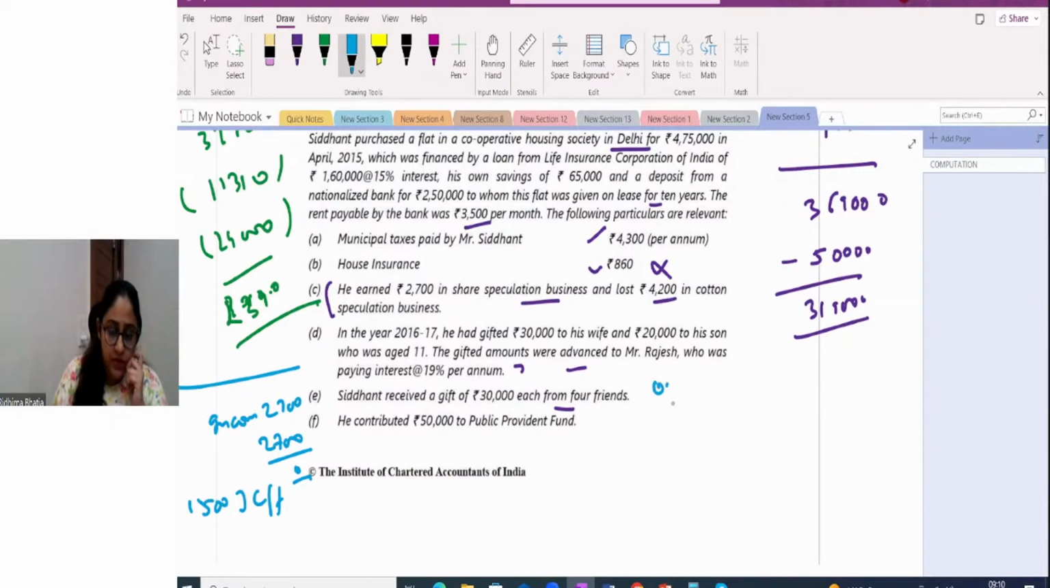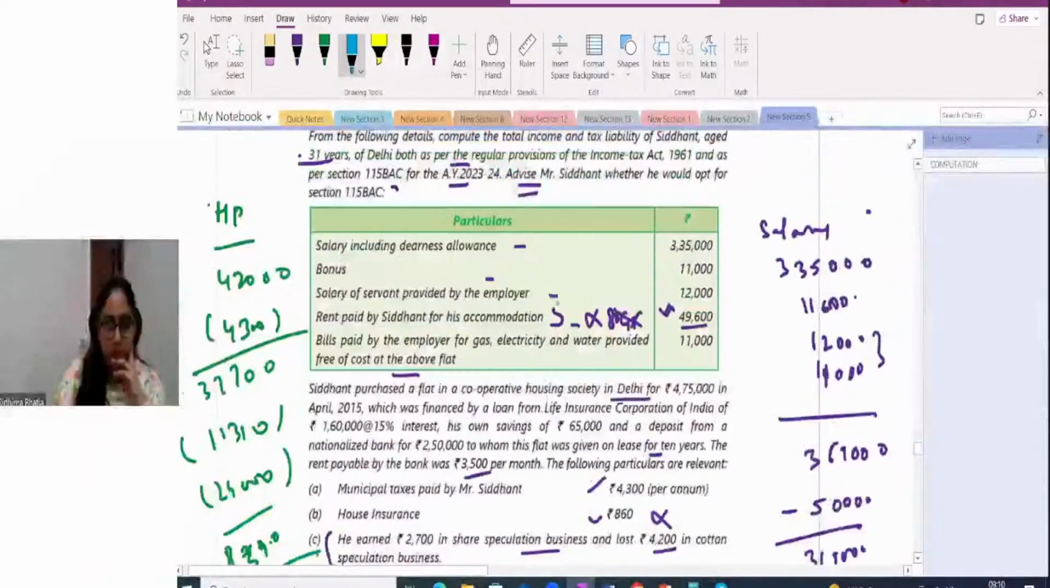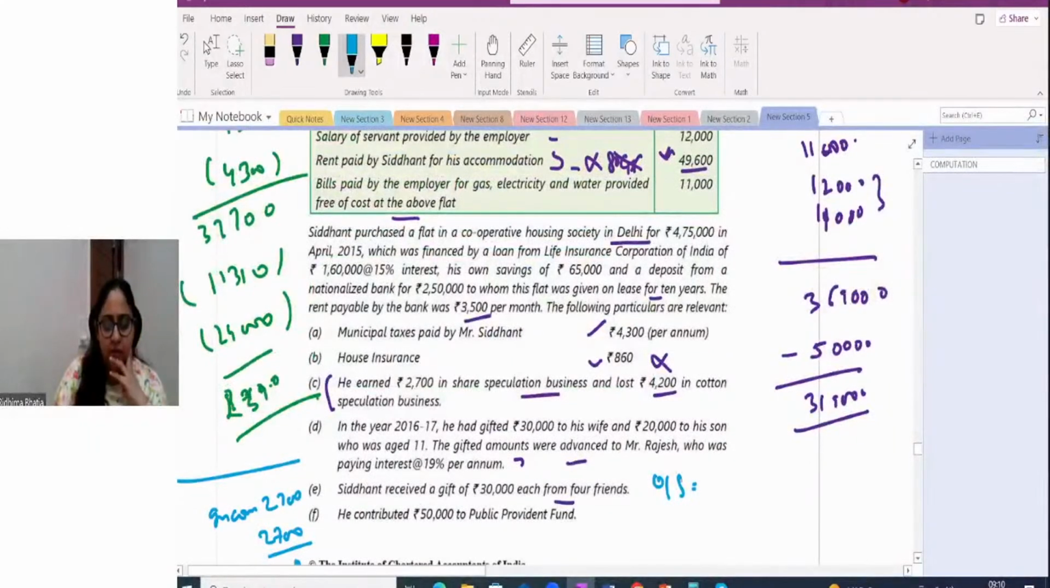Now other sources. Other sources again very interesting. First of all, यहाँ पे तो कुछ नहीं है. हाँ, पहले गिफ्ट ले लेते हैं. 30,000 received from 4 friends. 1,20,000.